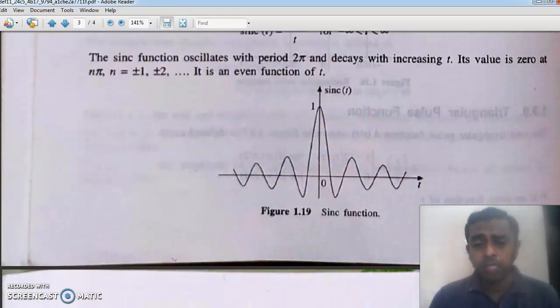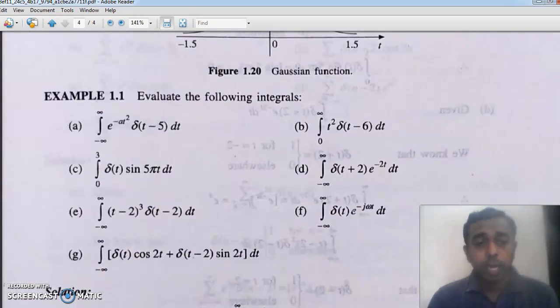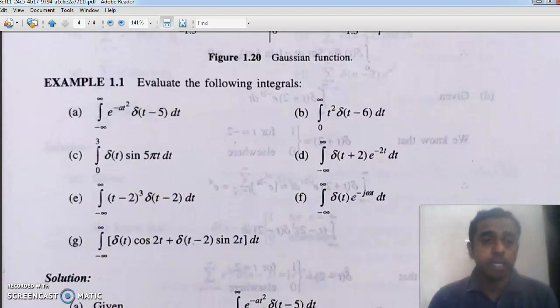Okay, I am just leaving this portion, and you have to evaluate these integrals as homework. I'll just show 2 examples. See, what is this function? Leave this portion alone. We have the integration from minus infinity to infinity of delta of t minus 5 dt here.